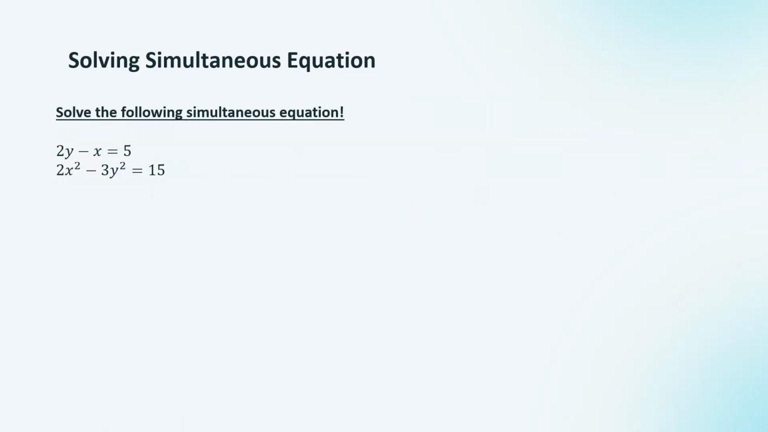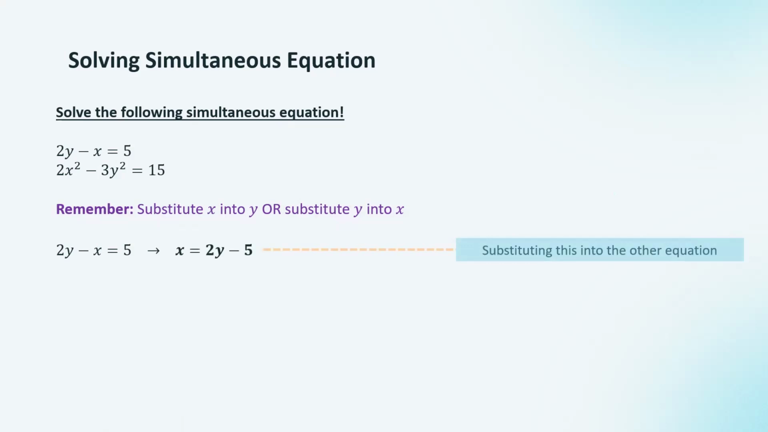We need to solve the simultaneous equations. To solve this, we need to remember to substitute x into y or substitute y into x. In this case, I will use the linear equation since it is the easier equation out of the two, and I can get that x is equal to 2y minus 5. After this, I can substitute this into the other equation, which is the more complex equation. So it's going to be like this.